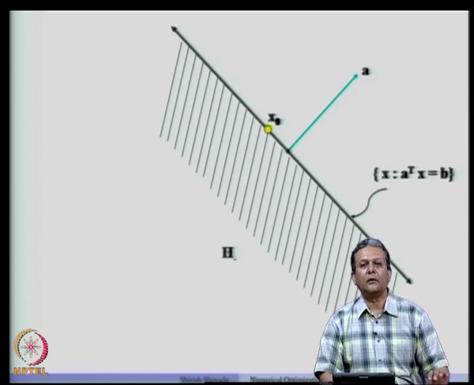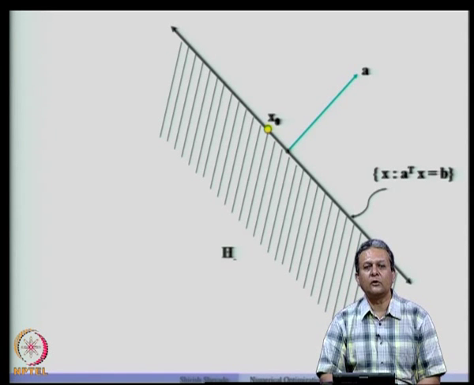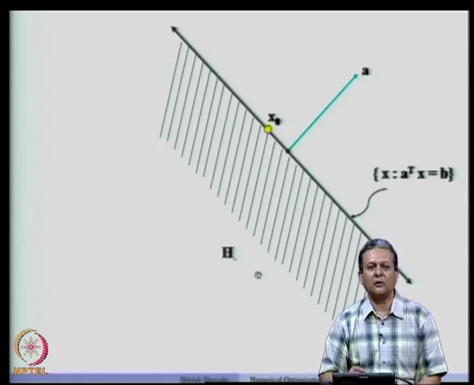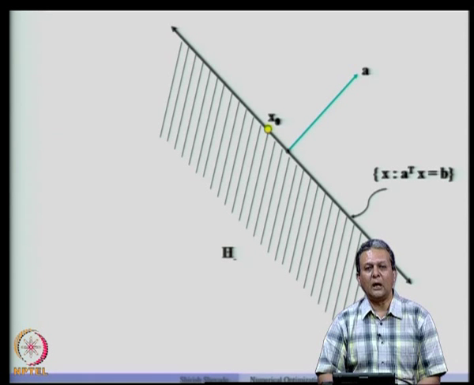Similarly, one can talk about the closed negative half space. Again, we are given a hyperplane whose normal is A, and the points on this hyperplane and the points on the other side of the normal form a closed negative half space.